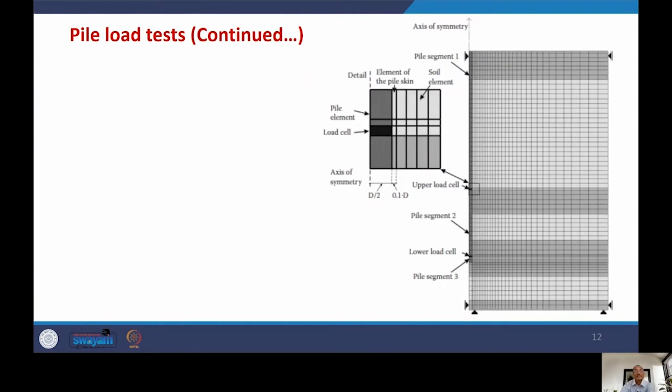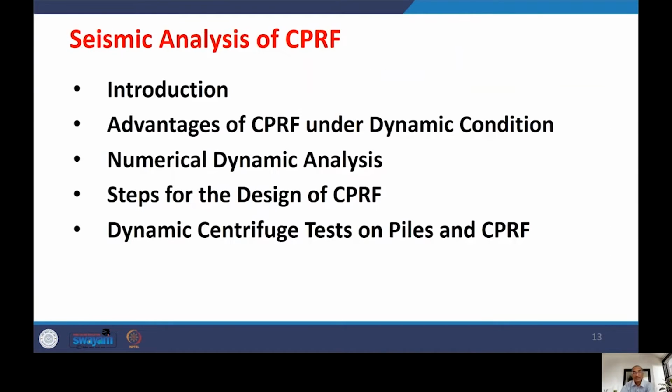Once it is done, now let's discuss how to carry out seismic analysis of CPRF. And we are going to talk about this seismic analysis of CPRF under 5 headings. First, let's discuss the introduction. Then we are going to talk about what the advantages of CPRF are under dynamic conditions. Then numerical dynamic analysis. Then we are going to talk about steps for the design of CPRF. And finally, dynamic centrifuge tests on piles and CPRF need to be discussed.